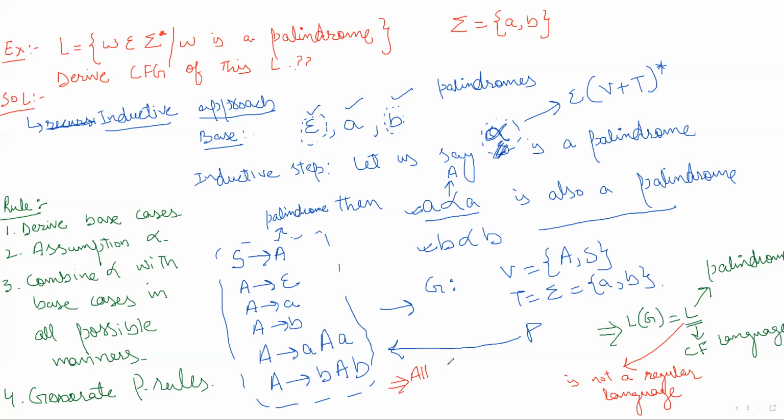All context-free languages are not regular languages. So this thing we have derived here: all context-free languages are not regular languages, and we have shown it here by counterexample. We have taken one language, and that language is context-free, but it is not regular.